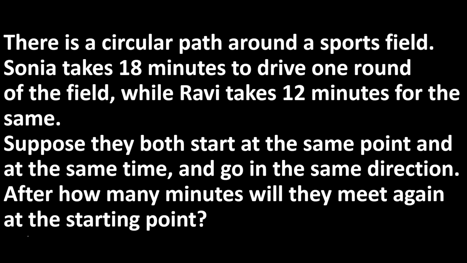In this video, we are going to solve question number 7 of exercise 1.2. Let's look at the question. There is a circular path around a sports field. Sonia takes 18 minutes to drive one round of the field. So Sonia is taking 18 minutes to complete one round, while Ravi takes 12 minutes for the same, which means Ravi is taking 12 minutes to complete the same round.